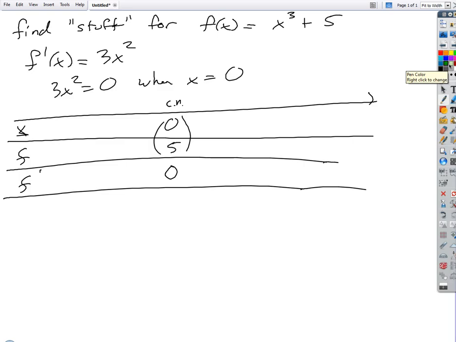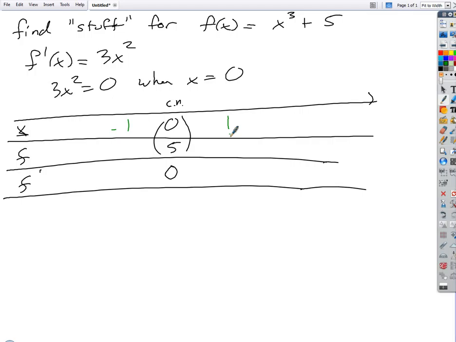Okay, good. We're going to pick some test points around it. So how about if we pick -1 and +1? And what are we going to do? Plug it in for the derivative. We're going to look at the value of the derivative at those places, right? Or not the value, just the sign.